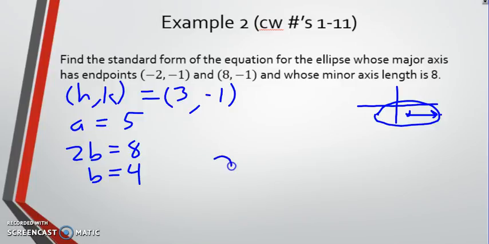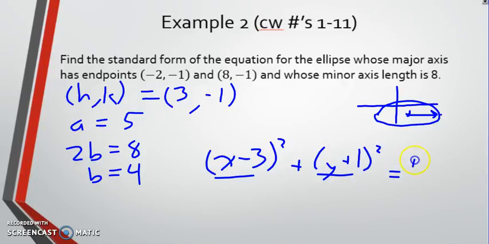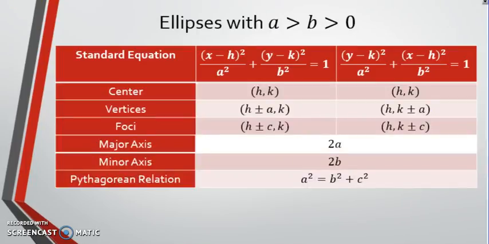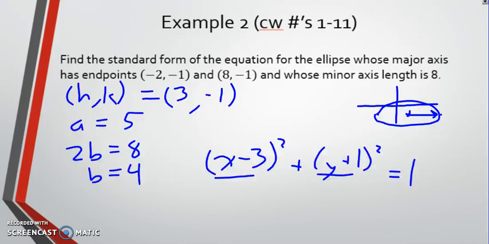So I'm going to have (x minus h) squared plus (y minus k) squared, and it's always set equal to 1. Your equation is always set equal to 1, so now we just have to figure out which of the a and b values go under x or y. So we said this one is stretching more to the left and to the right, which means our bigger number, a, needs to go underneath the x's.